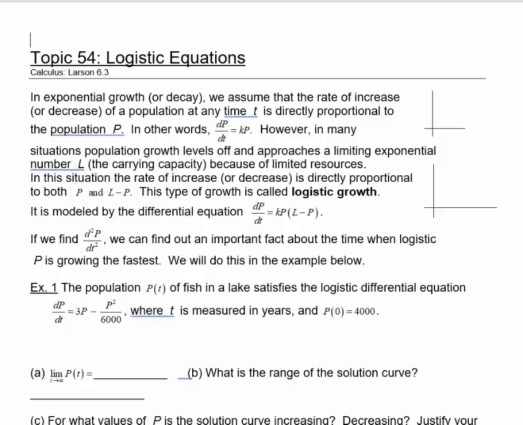Hi guys, this is topic 54. Topic 54 and 55 go together. We're going away from integrals now. We've learned everything that you need to know about integrals.